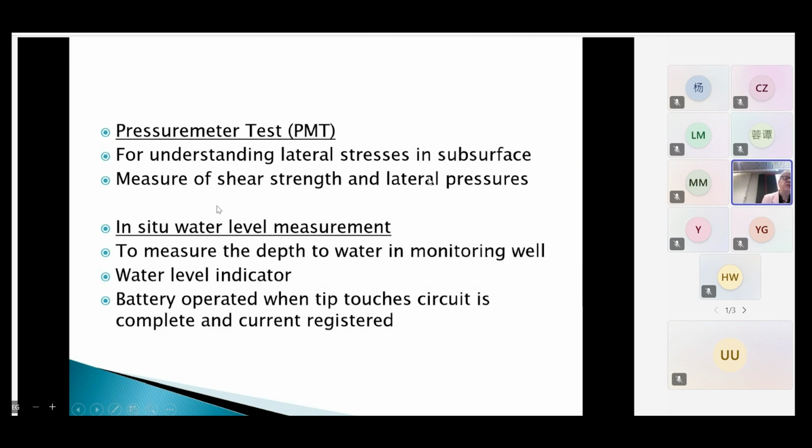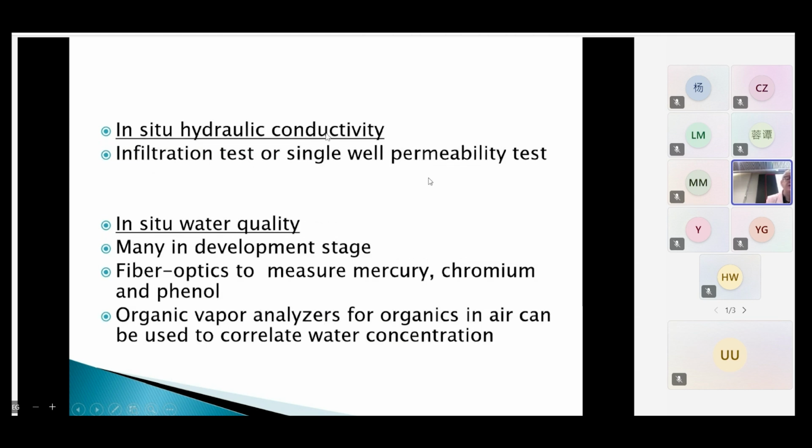You could do these in situ water level tests because quite often you need to know where the groundwater level is. So this will give you an idea where the groundwater level is. The in situ hydraulic conductivity test is also just an infiltration test. You can see how long it takes for a particular component to pass through the soil. And you can do some in situ water quality measurements there. So these are fiber optic methods to measure mercury, chromium, phenol, and I'm sure a wide variety of other methods as well at this point.